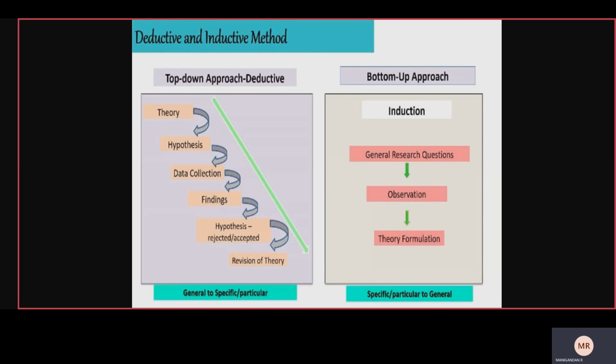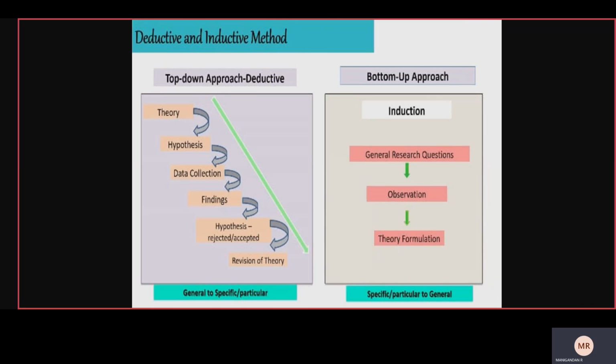Here it is like a process. First one is theory, and then we need to get a hypothesis, data collection, and findings. What are the findings? And hypotheses are rejected or accepted, because a null hypothesis is there, then the revision of theory. These are the approaches used in research, general to specific or particular.